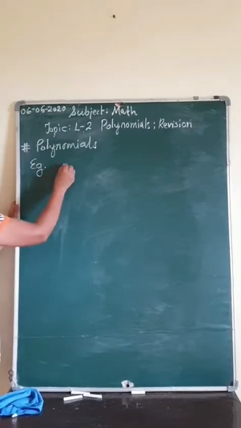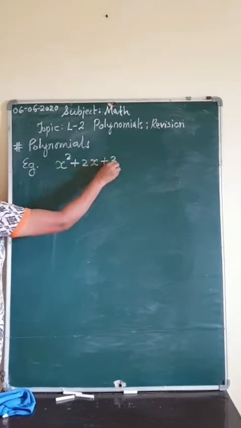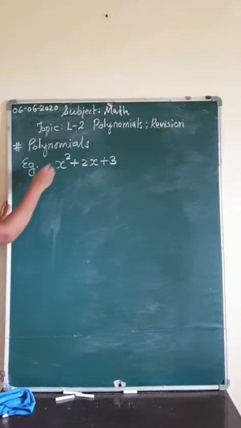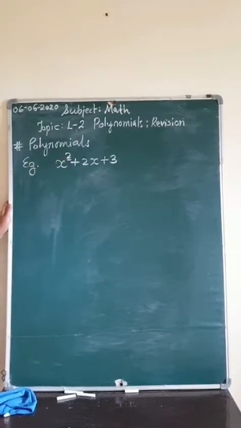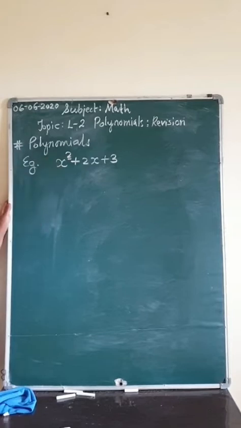For example, suppose we have the polynomial x square 2x plus 3. Now here the degree is 2, the highest power of the variable x. So this is the degree of a polynomial.